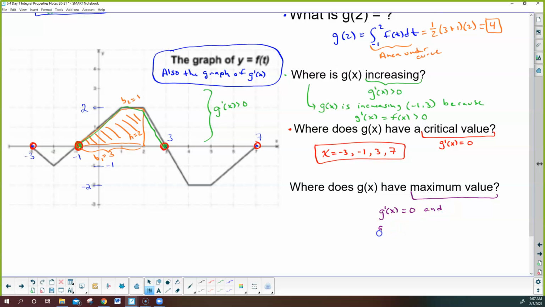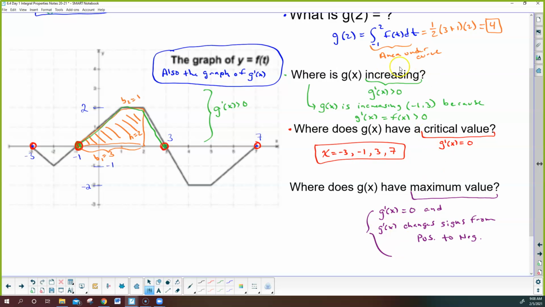and G prime changes signs from positive to negative. Or we could say it changes from increasing to decreasing. Okay?